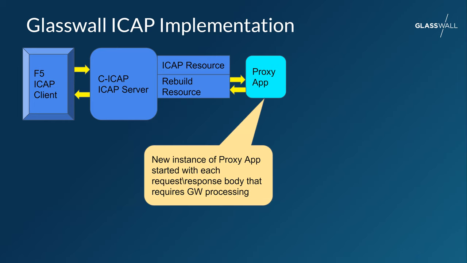The way that ICAP works is that a request comes in. It works with either requests or responses, so the traffic going to an origin server or from an origin server. Each request is passed through the ICAP server. There's logic within F5 to decide which requests are routed.